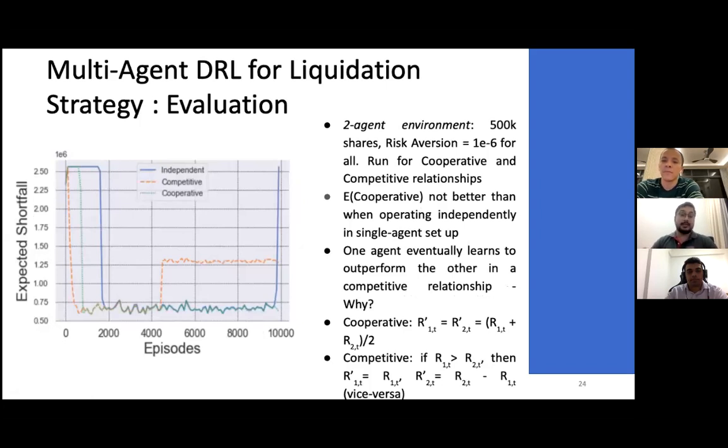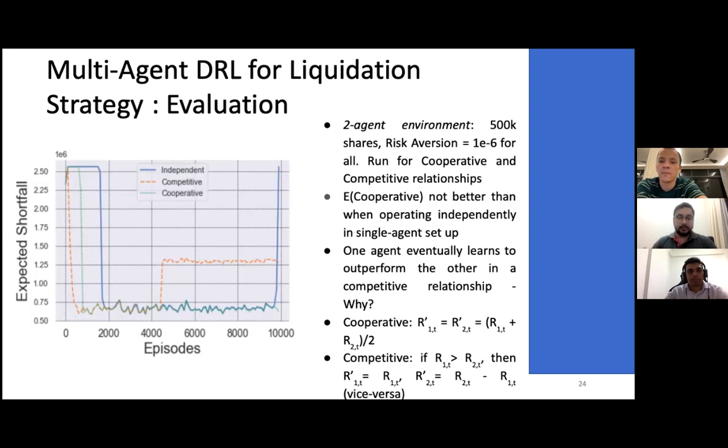Okay, in this one, this is the interesting evaluation which I was talking about. So we compared 2 multi-agent environments, one where the 2 agents are in a competitive setup, and the other where the 2 agents are in a cooperative setup. Everything is the same. They all have 500K shares to sell, and all of them have the same risk aversion. In the cooperative setup, what we observe is it's not necessarily better than a single agent setup. And what we also observe is in a competitive setup, eventually one agent learns to outperform the other.